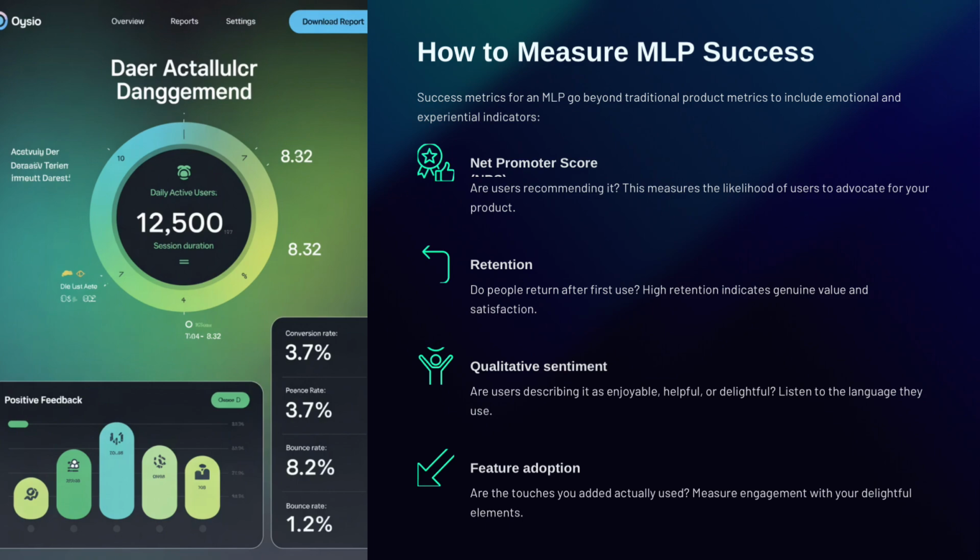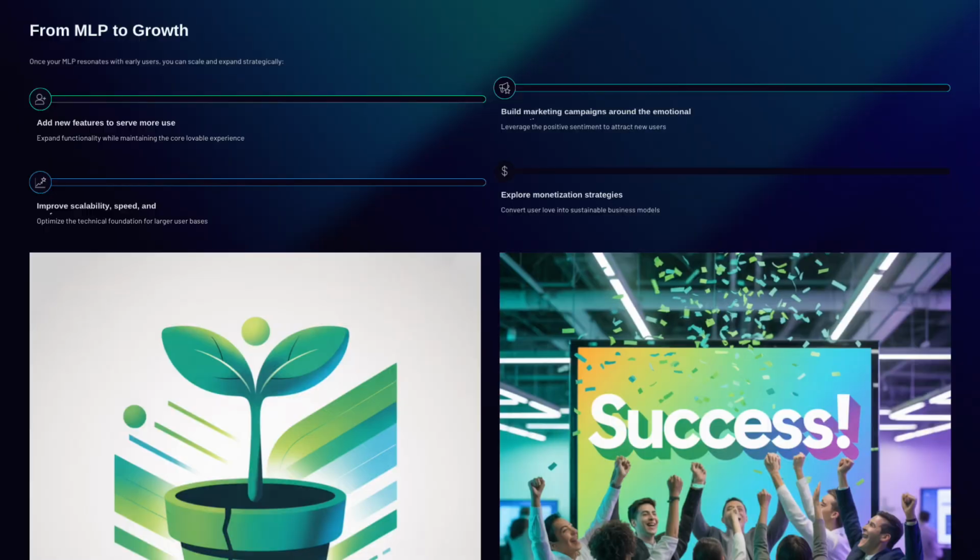Okay, so you've launched your MLP. It's resonating. People seem to genuinely love it. What's next? You can't stay minimum forever, right? How do you grow from there? Right, the MLP isn't the end goal. It's the launch pad. A really strong one, hopefully. Once you have that foundation, that core group of users who love what you've built, you can strategically expand. Now you can start to add new features, maybe address secondary use cases, but you do it knowing the core is solid and loved. Building on strength.